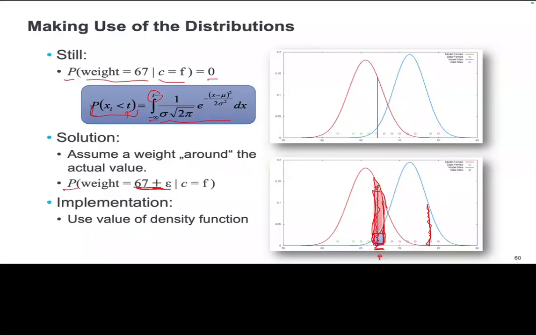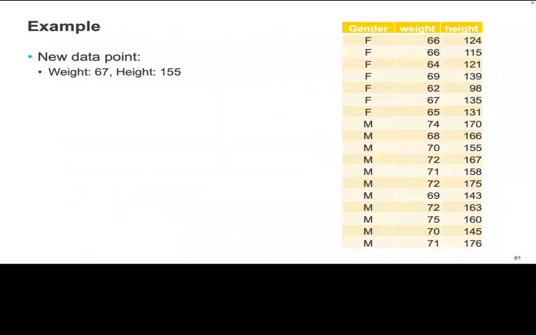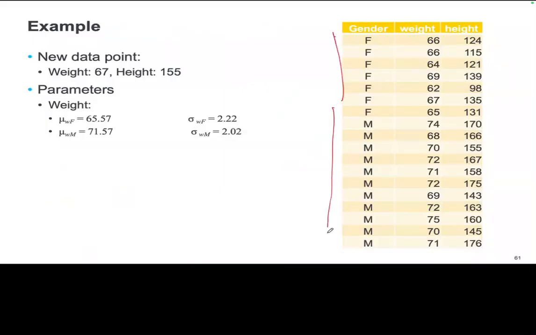You see, we make a little bit of a mistake here, but we don't care that much about the mistake. So for a new data point with weight 67 and height 155, we have computed parameters for our normal distributions for the female and the male exemplars from our training data set. And we have determined that the mean value of weight for the female was 65.57 and for the male was 6 kilograms more, and that we had a standard deviation of about 2 in both cases.